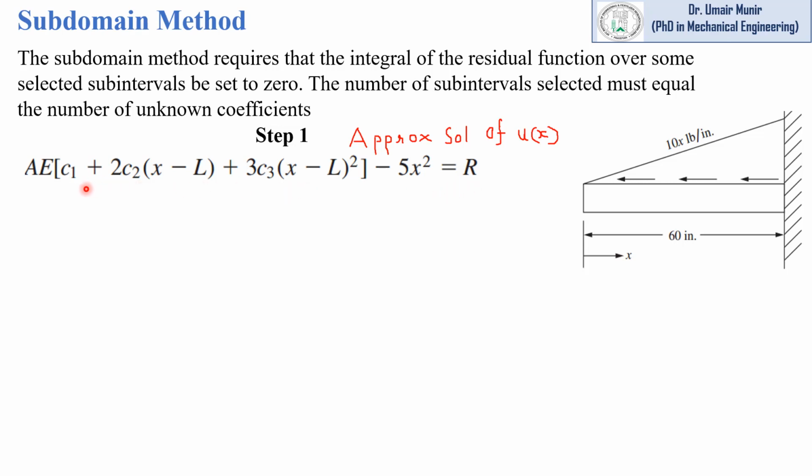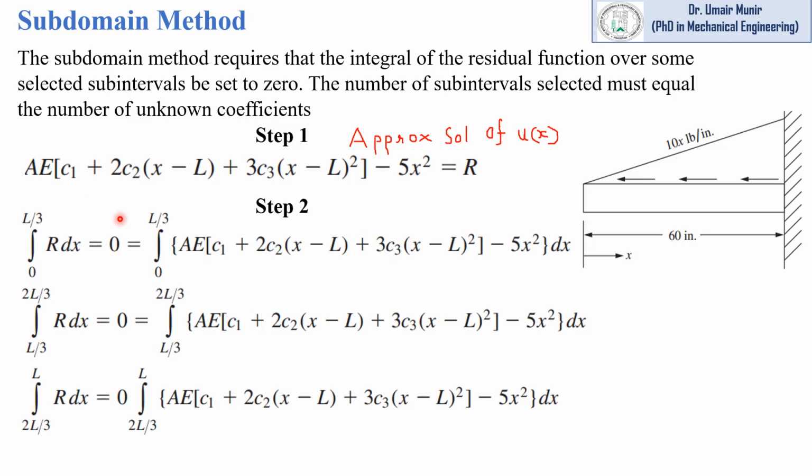This residual function has three unknown coefficients, and the subdomain method requires that the integral of this residual function over some selected subintervals be set equal to 0. The number of the subintervals depends on the number of coefficients. As we can see in this residual function, we have three unknown coefficients C1, C2 and C3. So we will make three subintervals.